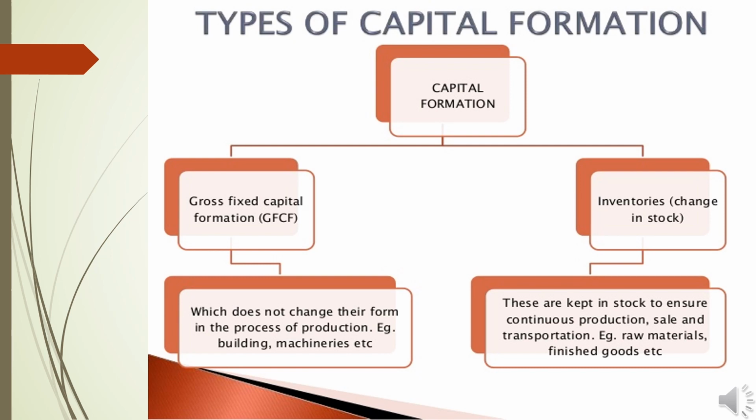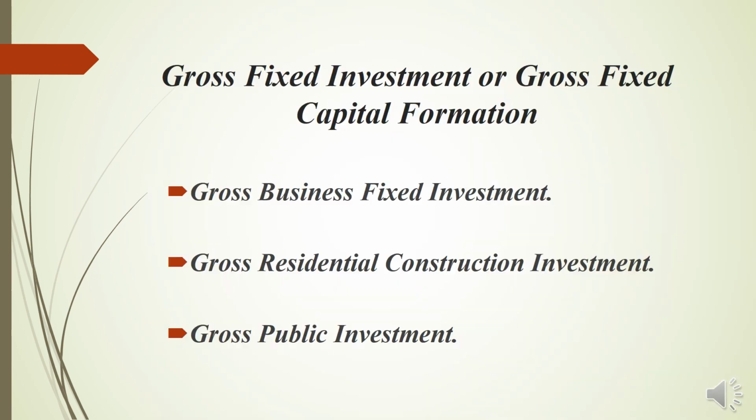So first, start with gross fixed capital formation. It means that there is no change in the form in the process of production, for example, buildings and machinery. And then inventory. These are kept in stock to ensure continuous production, sale and transportation, for example, raw materials and finished goods.